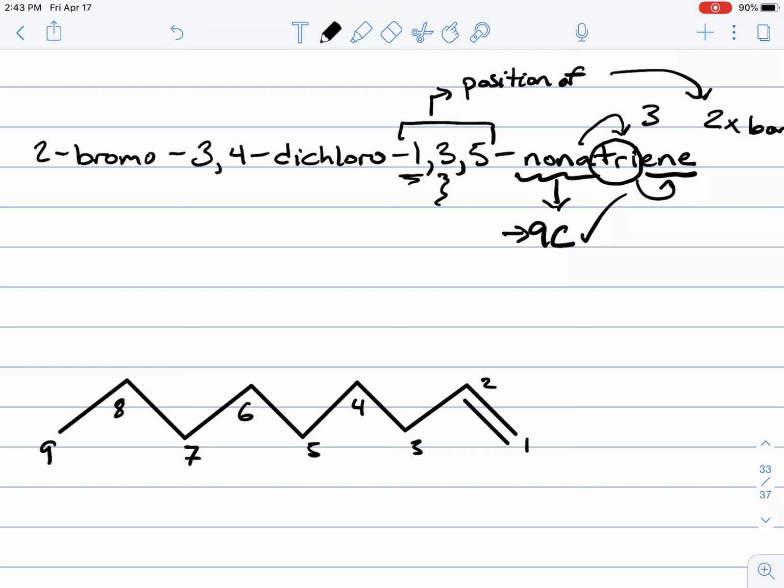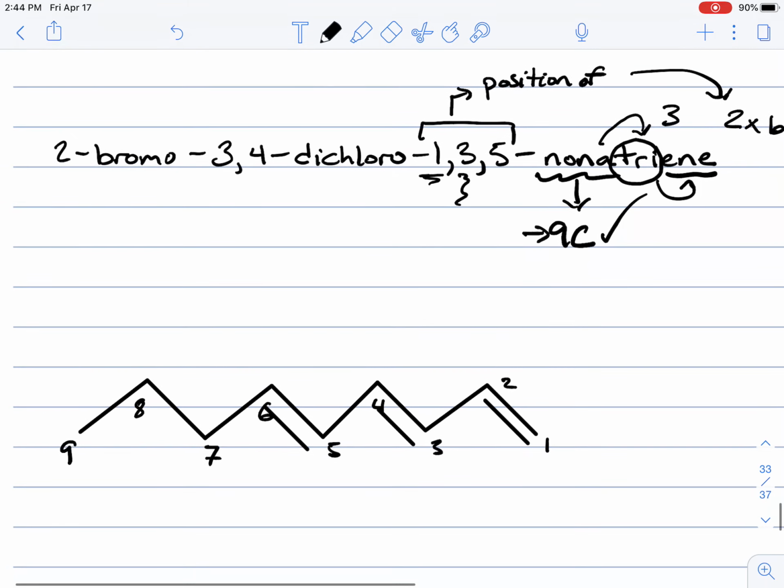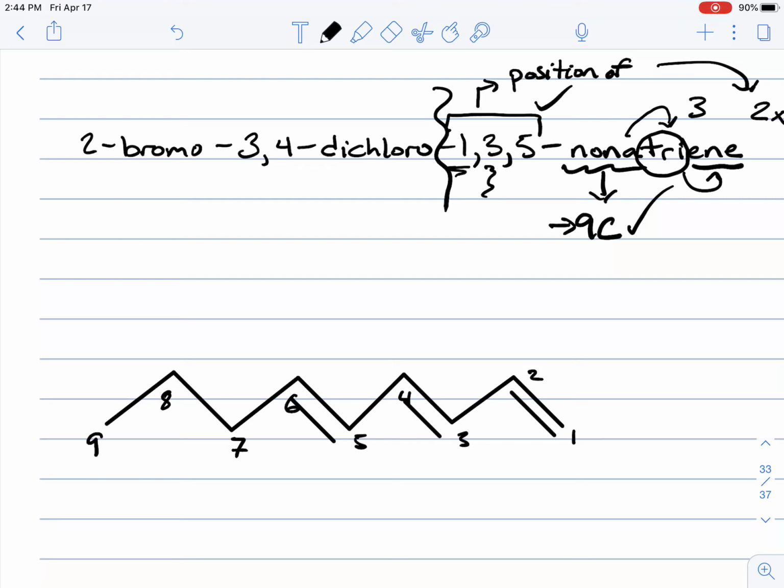Now the next one is going to be on position 5. So we're going to start at 5 and then we're going to end in 6. And so here I have 3 consecutive double bonds, and I have a triene, not a diene or a regular ene. Okay. So I have 3 double bonds. And so now that I've indicated the positions of the double bonds, I'm going to go ahead and place my substituents on this parent structure.